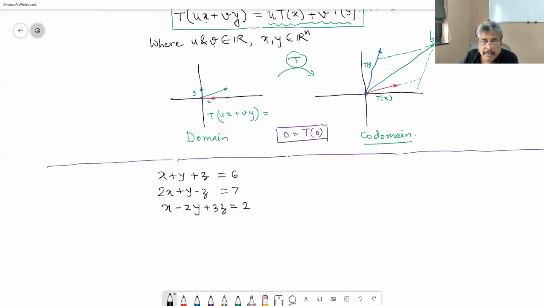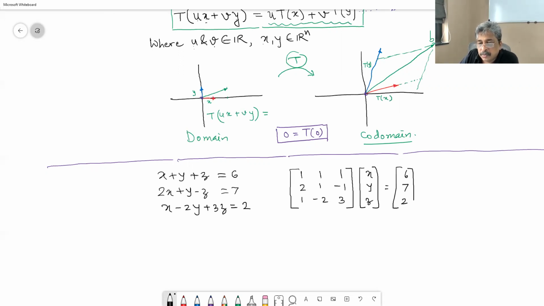So corresponding matrix equation we will write immediately. 1 2 1, 1 1 minus 2, 1 minus 1, 3, times x, y, z is equal to 6, 7. Okay. Now let me call this system of simultaneous equation 1.